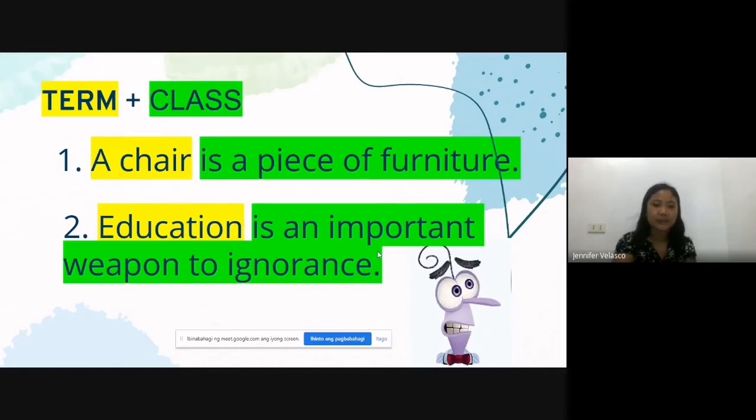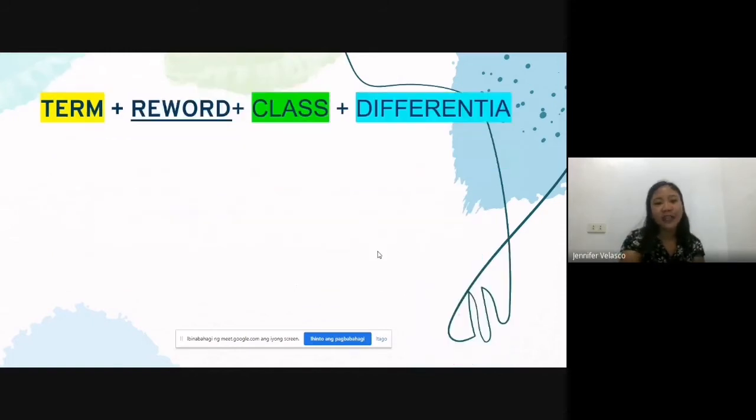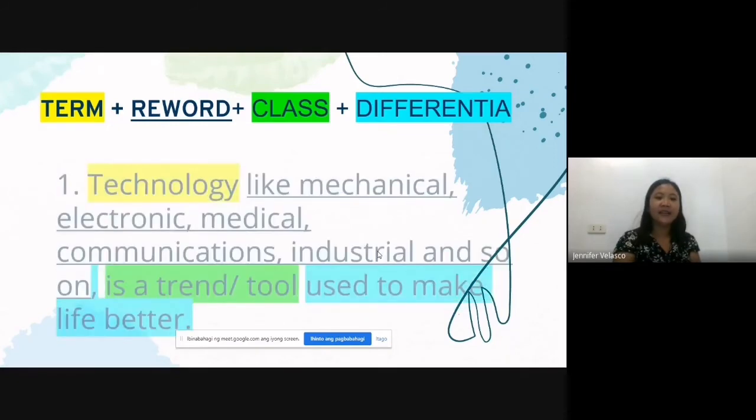That's the simplest. But we could also pattern it this way: term, then reward, class, and differentia. What makes it different from the formal? We inserted the term reward. Okay, here is an example.